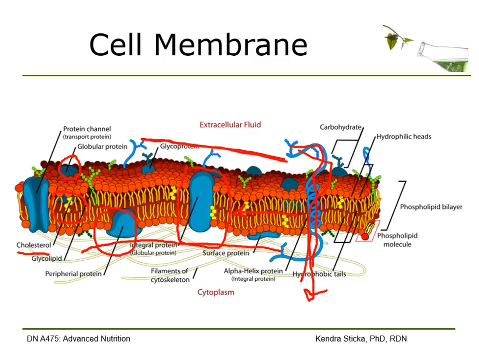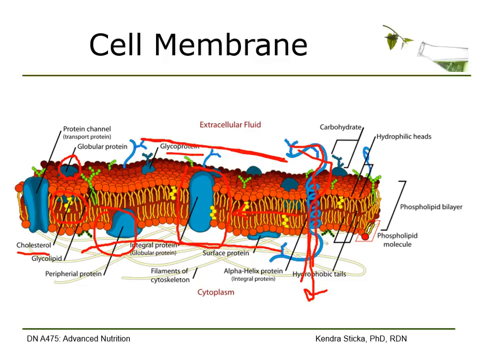Glycoproteins are also found in cell membranes, and they're molecules that are comprised of a carbohydrate and a protein. As I mentioned, there's the generic glycoprotein shown in this image, but again, remember that those would be unique for different cells.